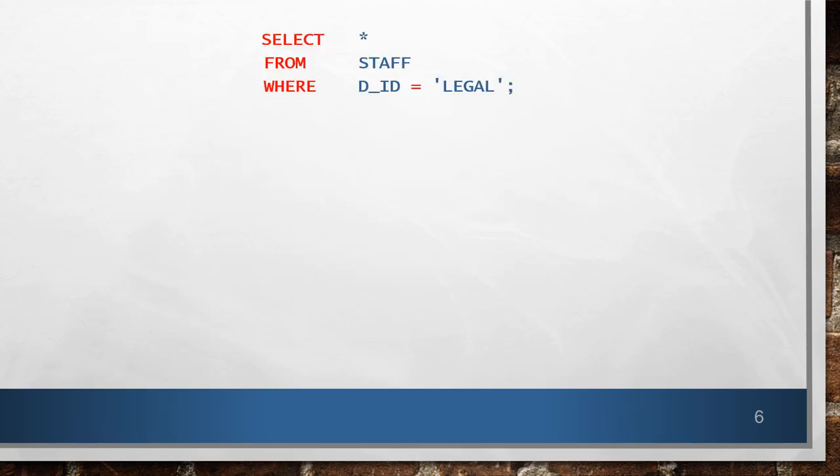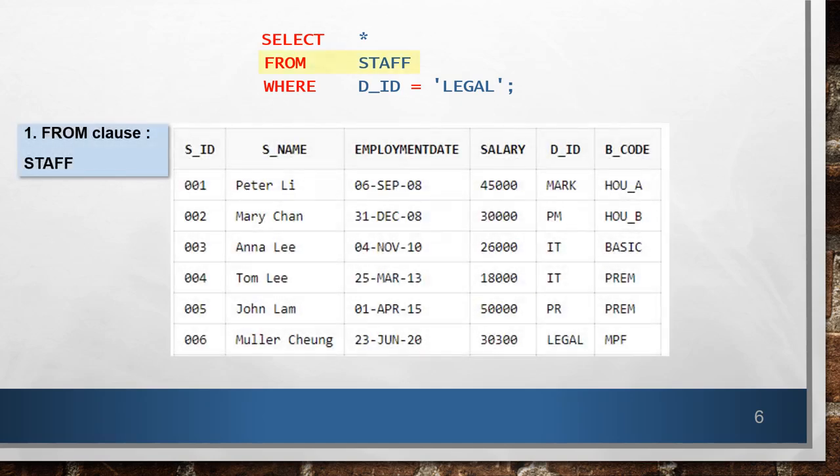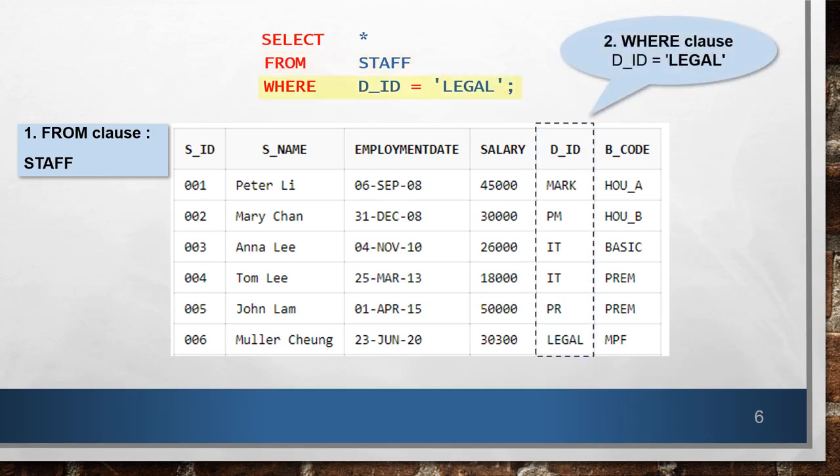In the select statement, we have the select clause, from clause, and where clause. The DBMS will always process the from clause at the beginning. It will check whether the staff table exists in the database or not. Next, the DBMS will process the where clause.